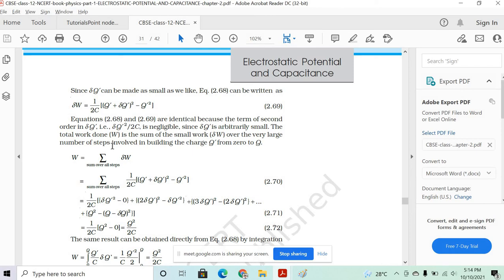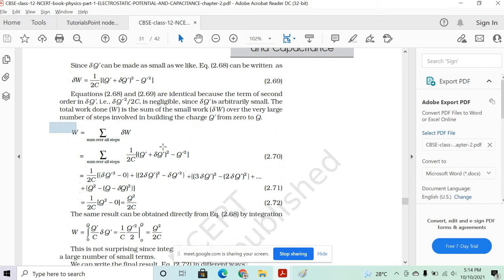Did you understand? So that is what we did in this part. Now we want the total work done in moving the entire charge from plate to plate, which will be given as the summation of dw. All the small work done we calculate and add, so it will become the total work done. Correct? Yes, sir. Correct. So now we'll expand it.